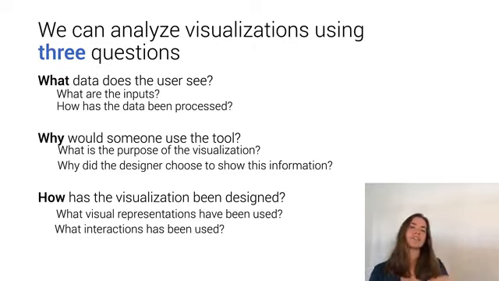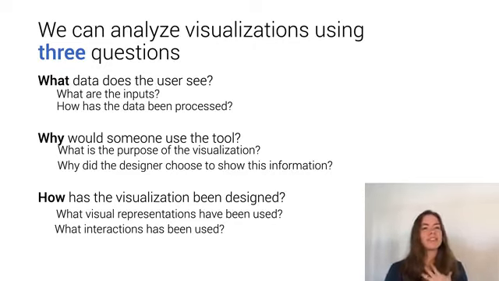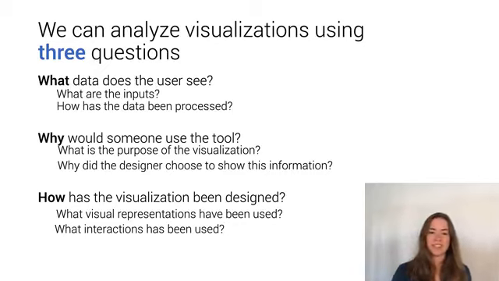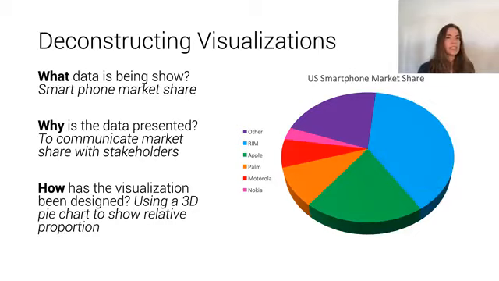And what kinds of control or agency have we as the users been given over changing the way that visual representation is conducted? I'm going to walk through a quick example of how we can apply these questions in the context of a visualization of US smartphone market share. This is a replication of a visualization from the 2000s that looked at and tried to communicate what are the various market shares that different companies have in the US smartphone market.